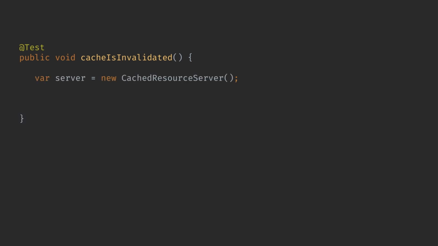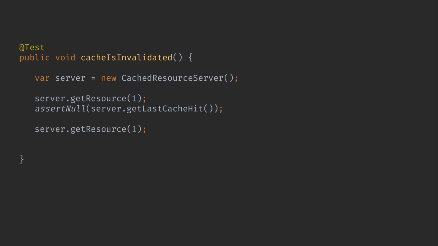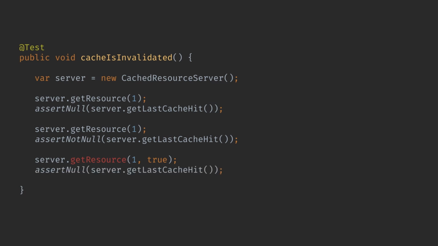We start with an instance of our class, call getResource, and this shall not trigger the cache. But if you call it again, this will result in a cache hit. Now, if I don't want to use the cache, I will pass a flag as the second argument of the method, which we will implement later, and this should result in the cache not being used.